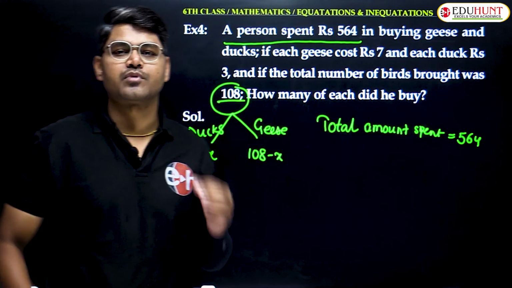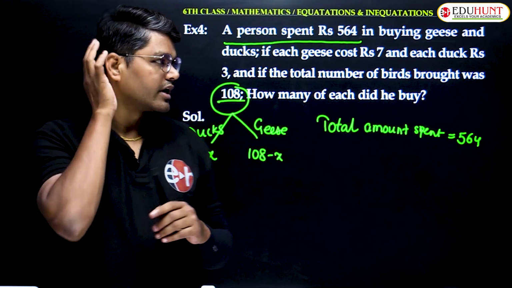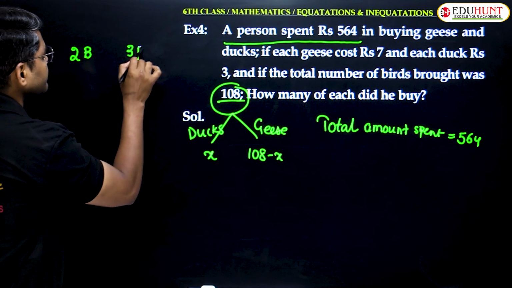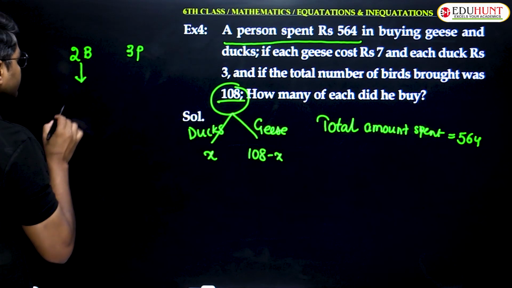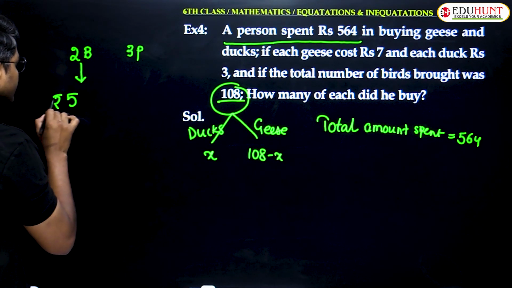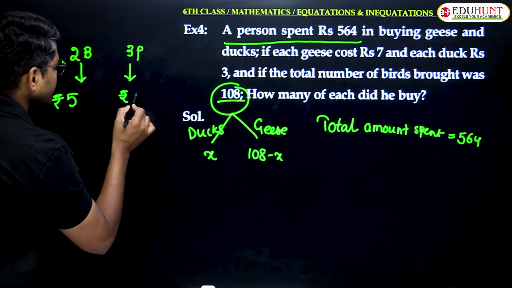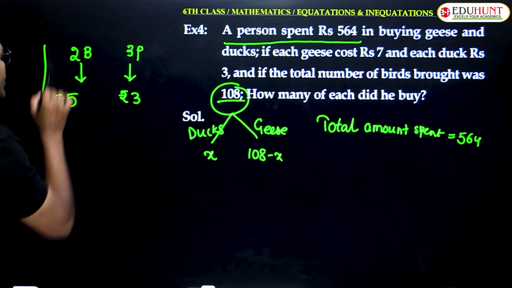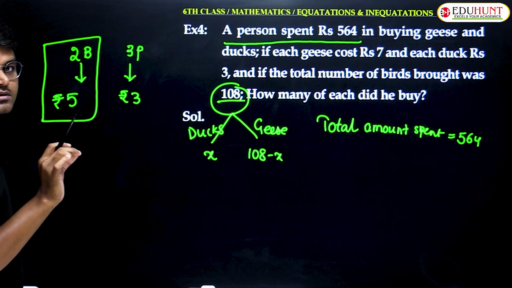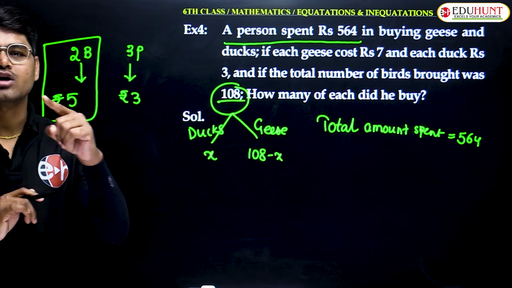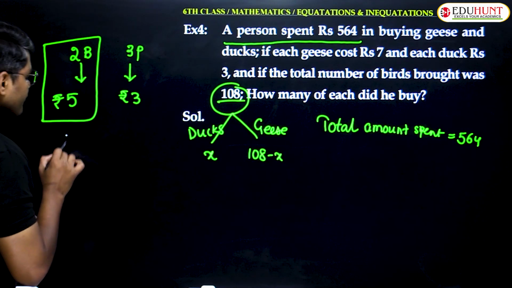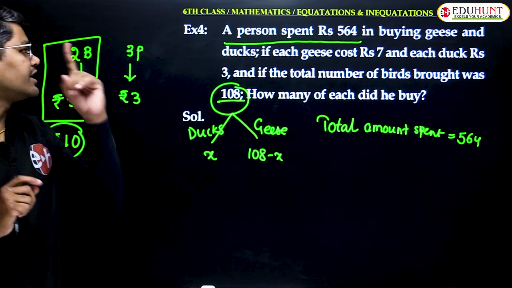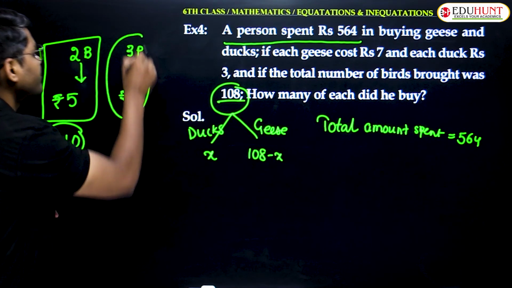Let me take one simple example. You went to a book shop. You bought 2 books and 3 pens. Each book costs 5 rupees and each pen costs 3 rupees. So, what is the total amount you spent on only books? Here the number of books into cost of each book, that is 2 into 5, 10 rupees you spent on books, only books. And how much amount did you spend on only buying pens?